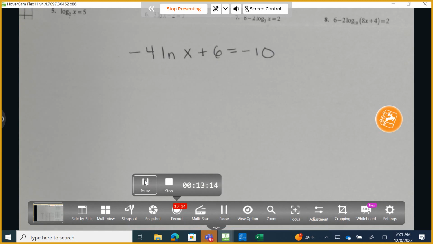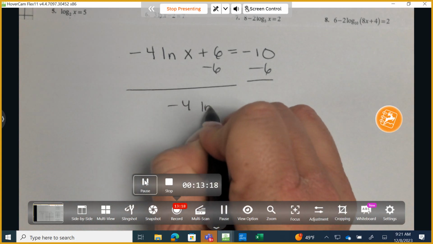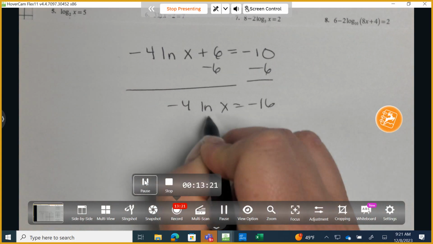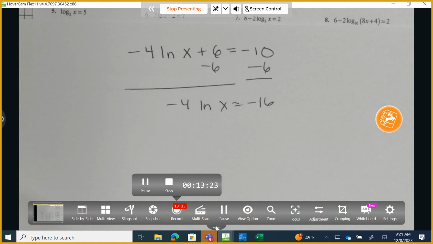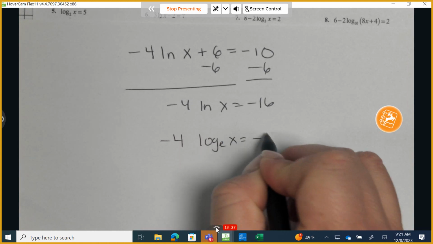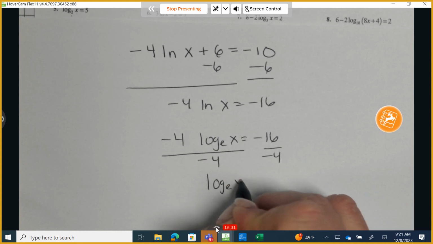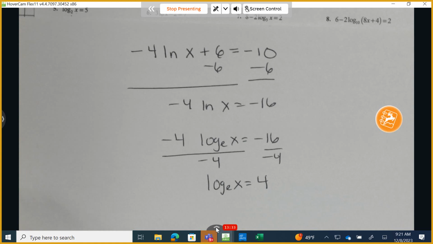Another practice problem like number 6. I'm subtracting 6 from both sides, and I'm going to change the ln into a log base e. I'm going to divide by -4. I have log base e of x equals -4.